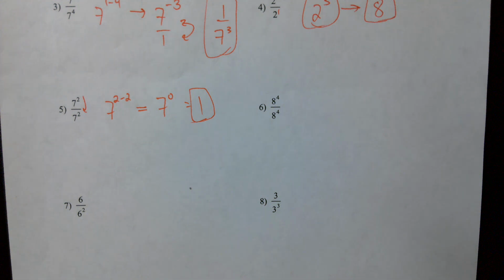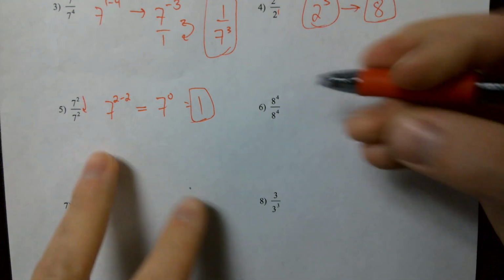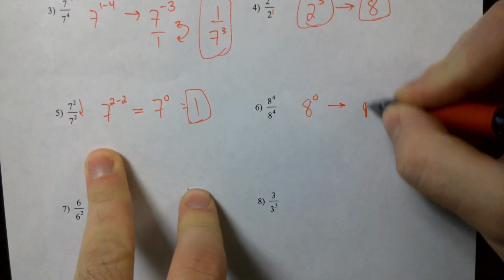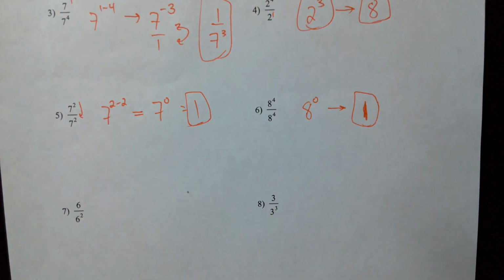Same thing. Okay? Anytime we have the same thing over itself, that is equal to 1. So by using the quotient rule with a problem like this, it kind of proves to us that if I raise something to the power of 0, that's going to be equal to 1. Okay? Same exact thing in number 6. We get 8 to the power of 0, which is then equal to just 1.